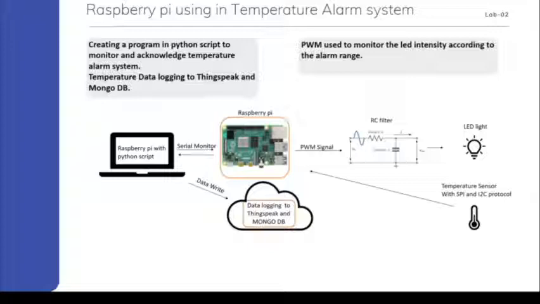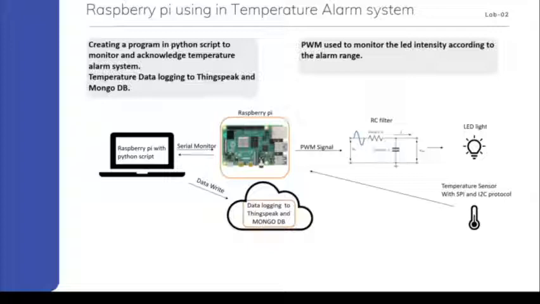Why am I using MongoDB here? Because MongoDB is a NoSQL database, and we have a lot of features in MongoDB, like we don't need any table creation and things like that, as in SQL. So we can just get the temperature data and send it directly to the cloud and store it in the cloud. So it's a very latest database for use in IoT.